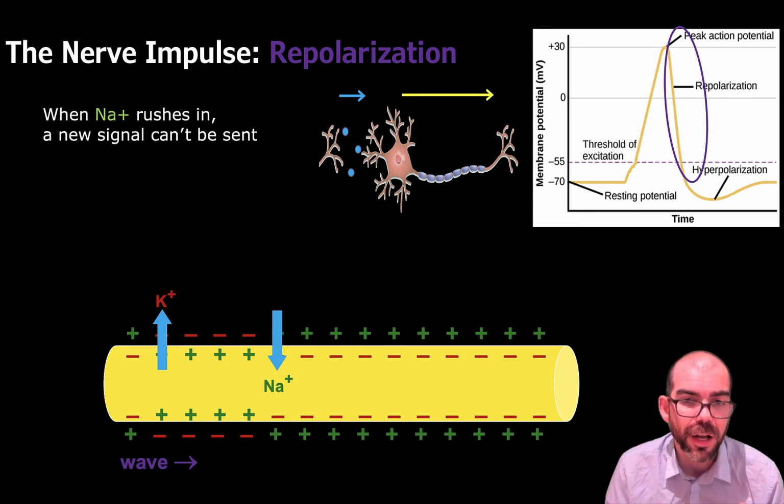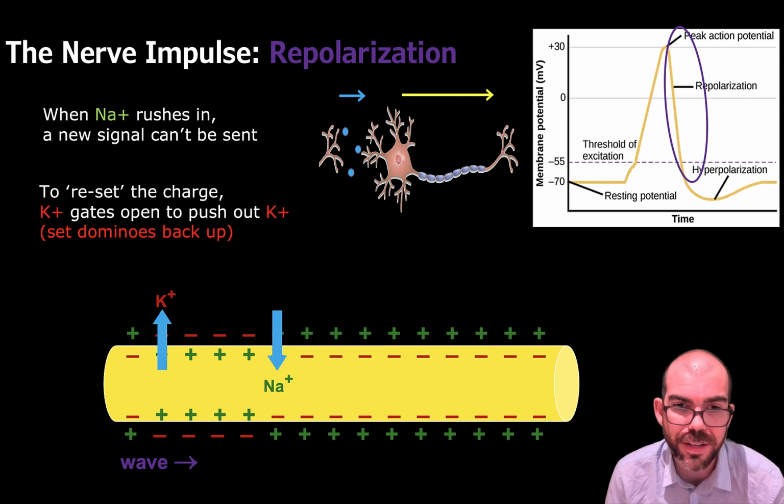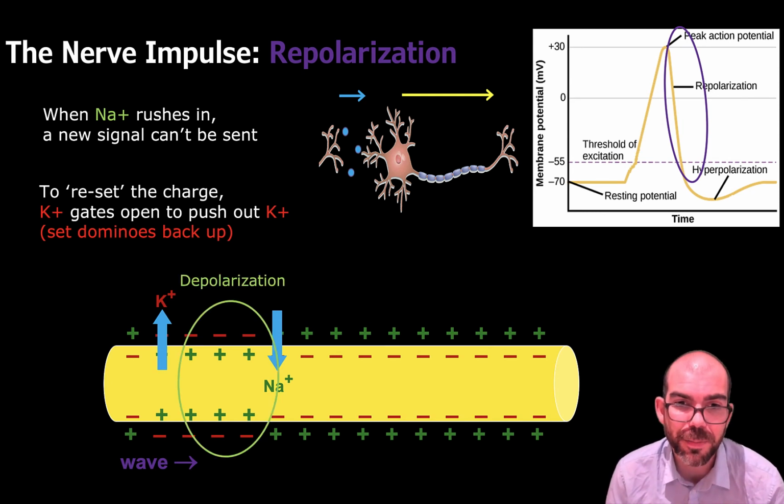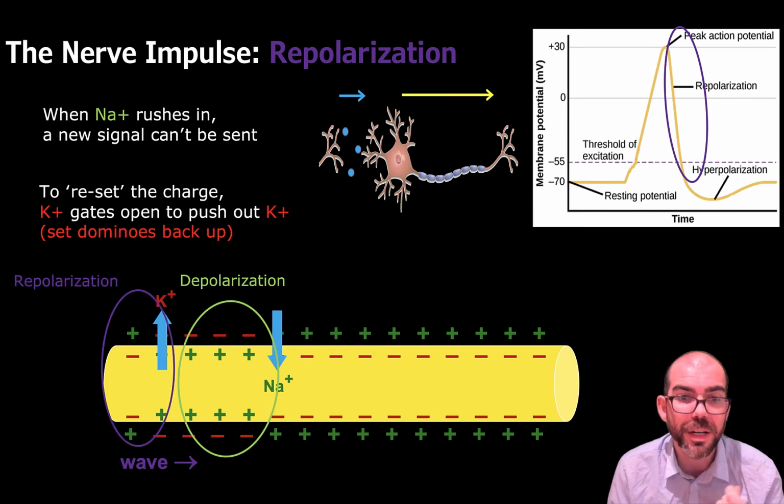Here's how. Notice in the diagram how now gates for potassium have opened, and potassium is going out of the axon. When that potassium moves out, that's like setting the dominoes back up. We have now repolarized. If the opening of the sodium gates caused a depolarization, switching to positive inside, notice how the repolarization, the opening of the potassium gates, has now reset our charge. We're now back to positive on the outside, negative on the inside.